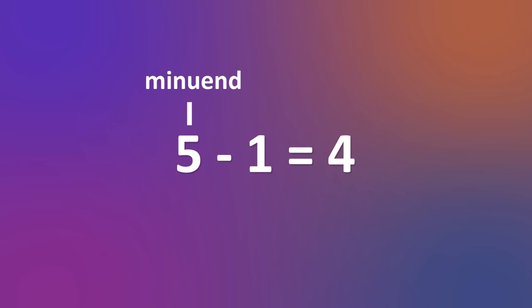Take a look at this. 5 minus 1 is equal to 4. The first number in a subtraction sentence is the minuend. This is where we subtract a number from. The second number is called the subtrahend. This is the number that is subtracted from the minuend.